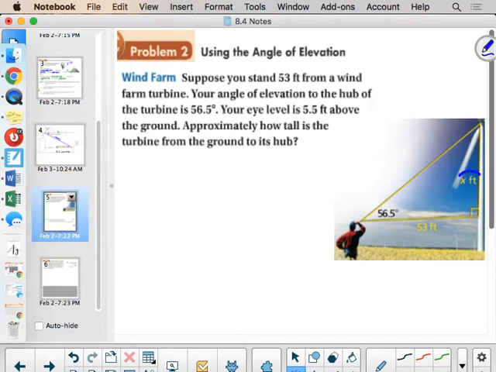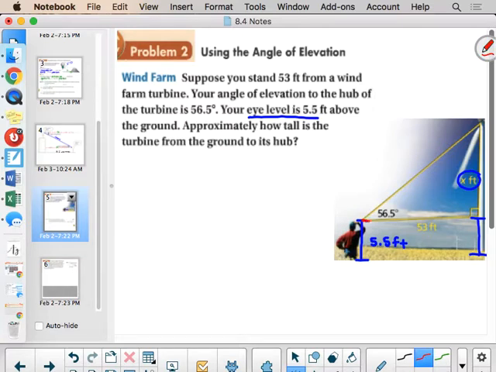So here's what I'm trying to find. But something else I need to take into consideration is the height of my eye level. So that would be this distance right here. This is a distance of 5.5 feet. Well, that also carries to over here. And I'll need to take that into consideration at the end, okay?